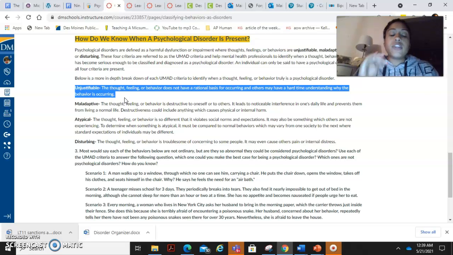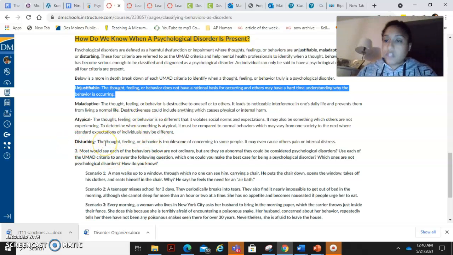Maladaptive is when the thought, feeling, or behavior is destructive to oneself or others. This is when you're starting to be violent. Not okay. It leads to noticeable interference in one's daily life, and it prevents them from living a normal life. Destructiveness could include anything that causes physical and internal harm, okay? Atypical behavior: the thought, feeling, or behavior is so different that it violates social norms and expectations, okay?